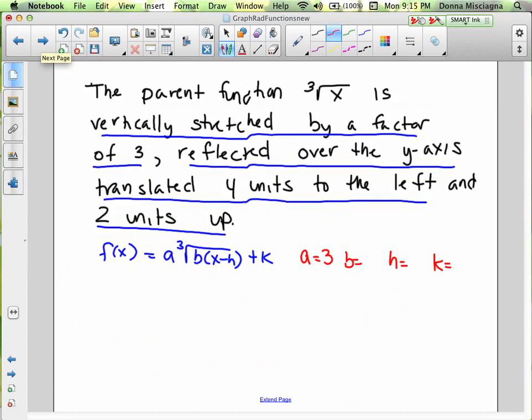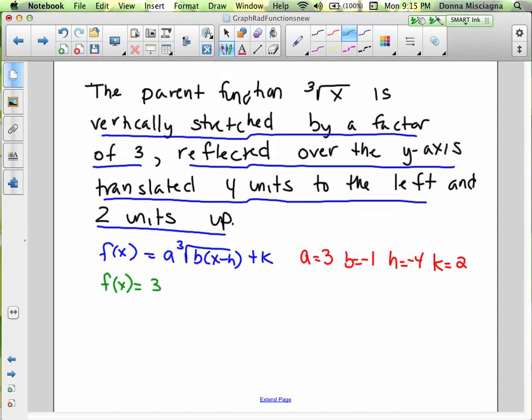B is reflected over the y-axis. That means B is -1. There's no horizontal stretching or compression. There's just the reflection over the y-axis, so B is -1. 4 units to the left, that means H is -4. And 2 units up, K is positive. Plug in our values here. All right, so we have f of x equals 3.